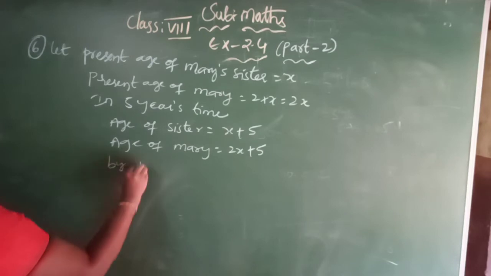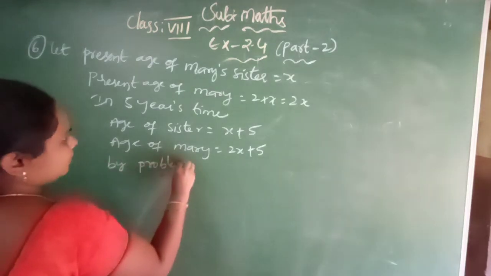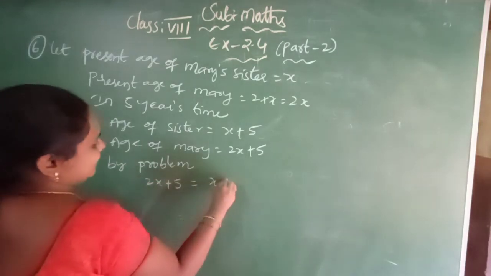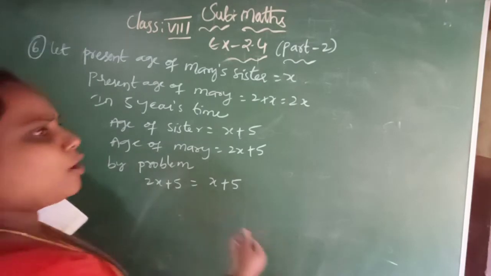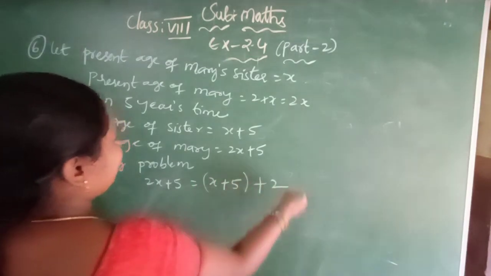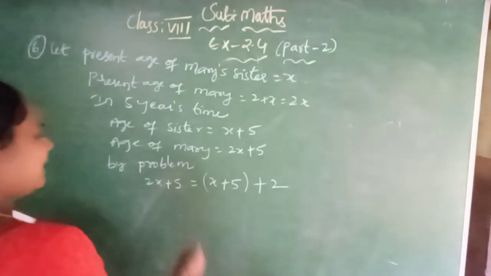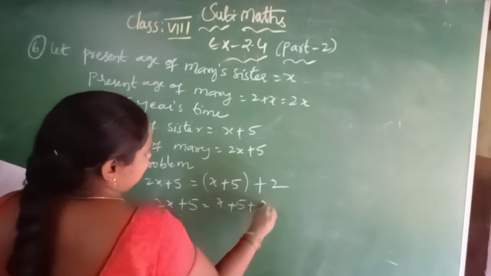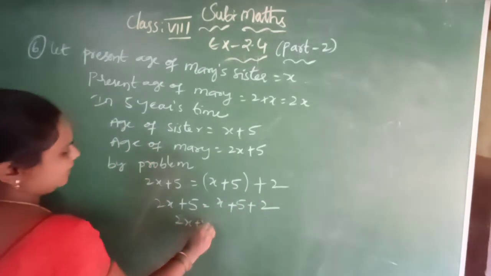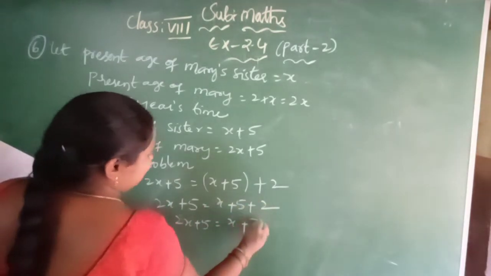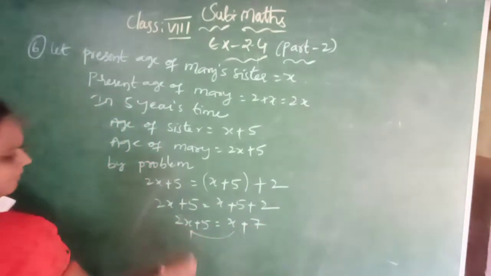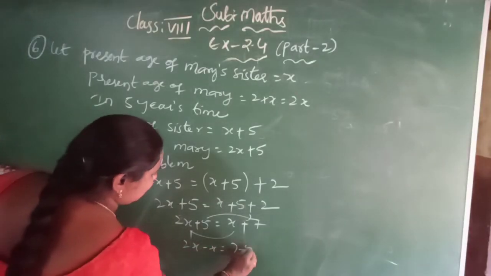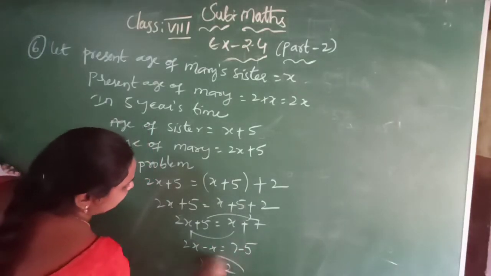So by the problem, what is given here? Mary's age is equal to the sister's age plus 2, since she is 2 years older. So 2x plus 5 is equal to x plus 5 plus 2, which is 7. So take x over here and 5 there. So 2x minus x is equal to 7 minus 5. x is equal to 2 years.